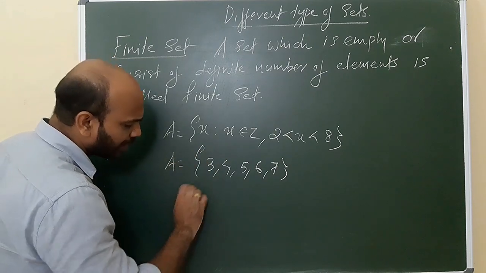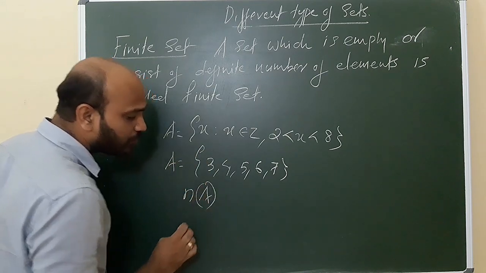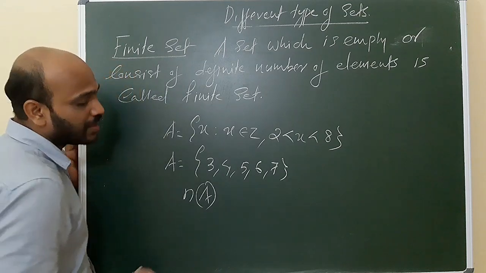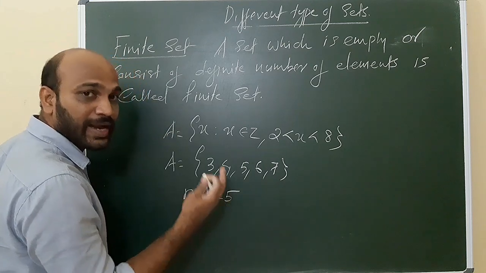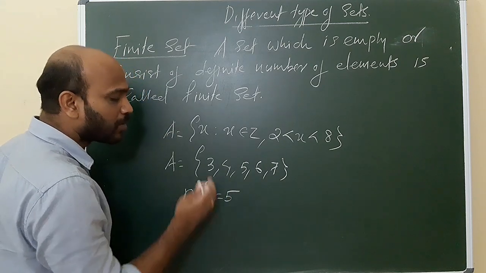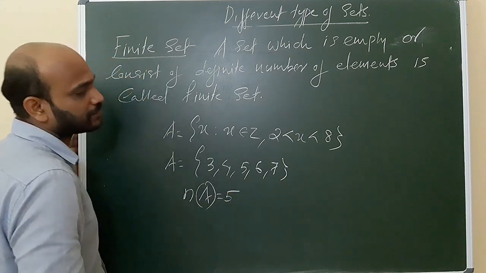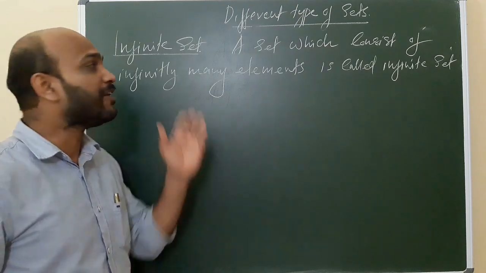We can write n of A. n of A means the number of elements in A. The number of elements in A equal to 5. n of A should be a definite value. It can be 0 or a definite value. Okay. Now the third one, infinite set.